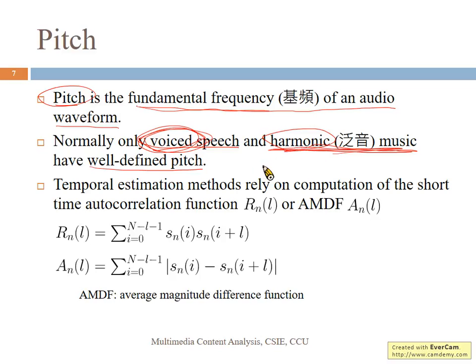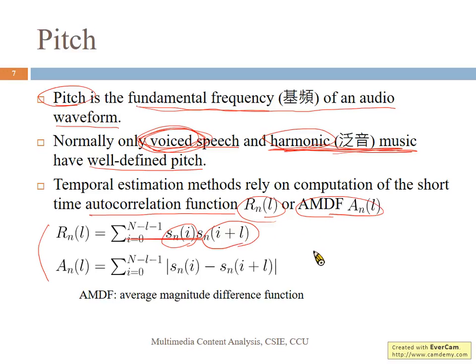If you are interested in the definition of this terminology, please take digital signal processing. Based on the time domain signal, we can do the pitch estimation based on the following two methods. We rely on the computation of the short-time autocorrelation function, Rn(l), or AMDF, An(l). The Rn(l) is defined like this. We calculate the multiplication of sn(i) and sn(i plus l).